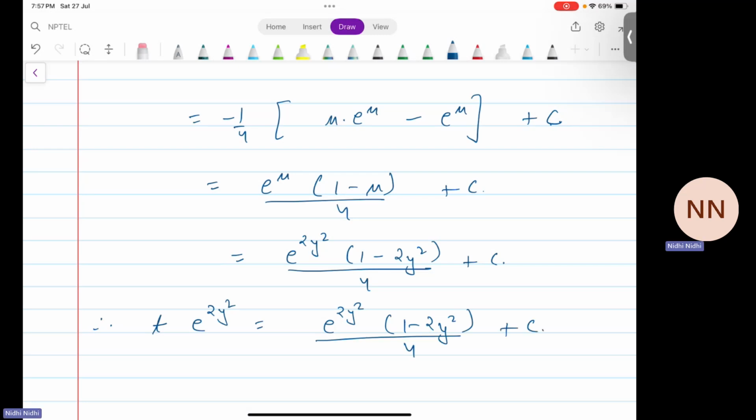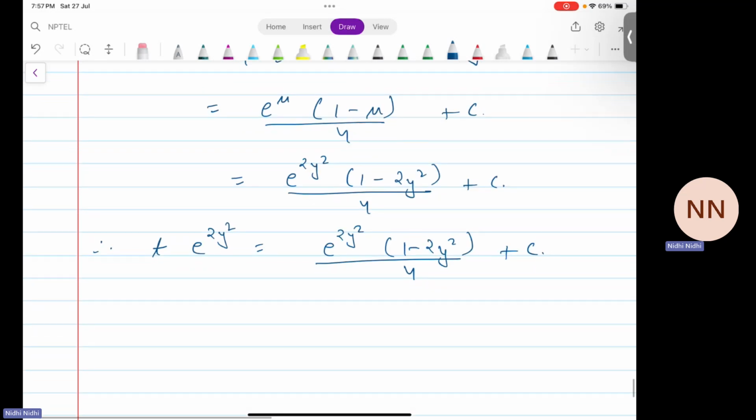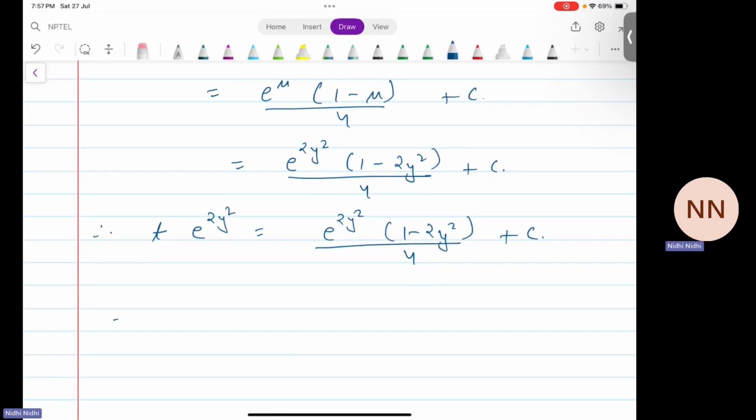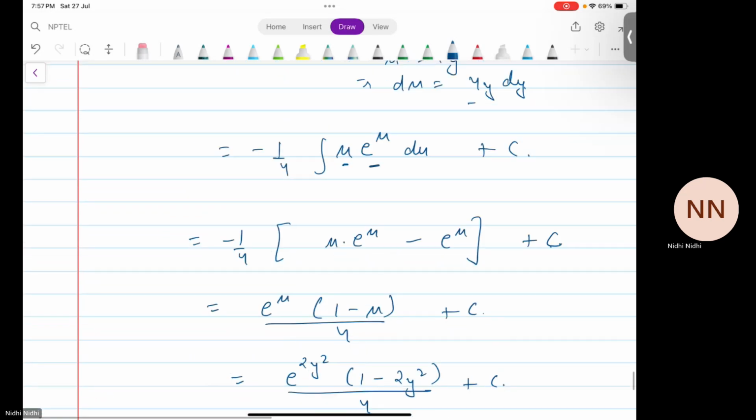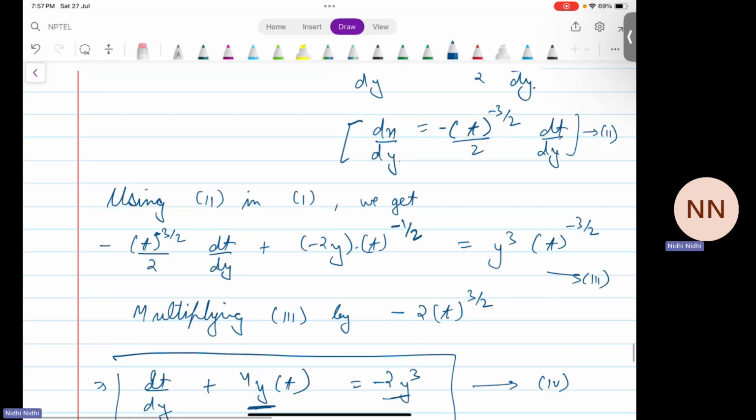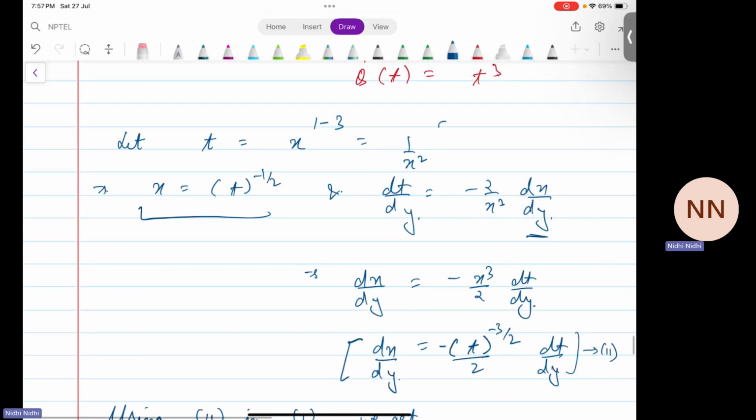Now multiplying both sides by e to the power minus 2y square, we get t is equal to 1 minus 2y square by 4 plus c times e to the power minus 2y square. Now what was t? What substitution had we taken? t is 1 by x square.